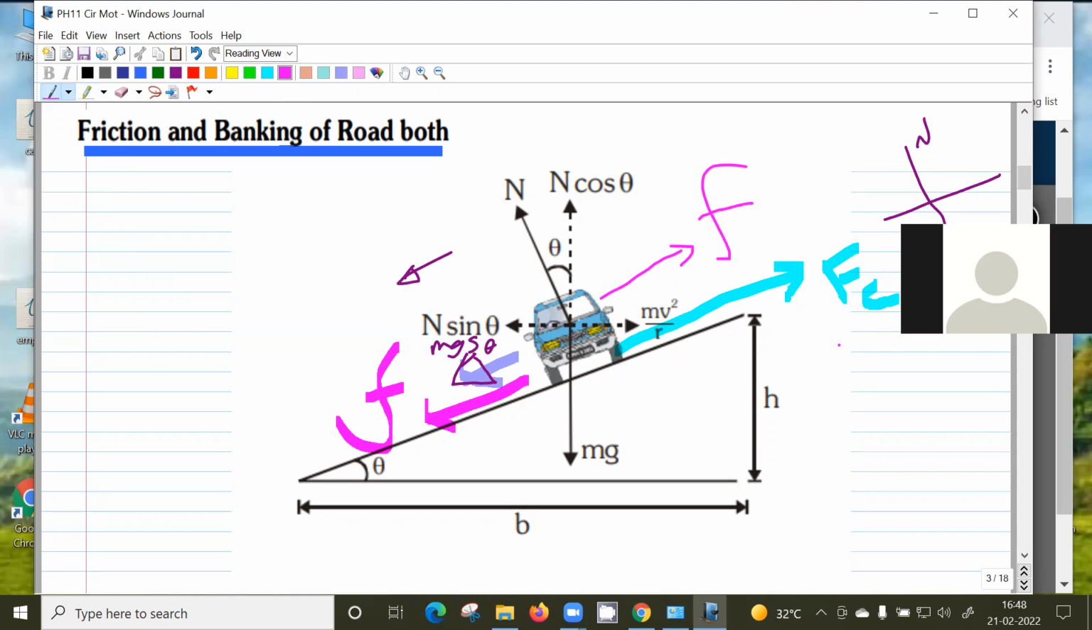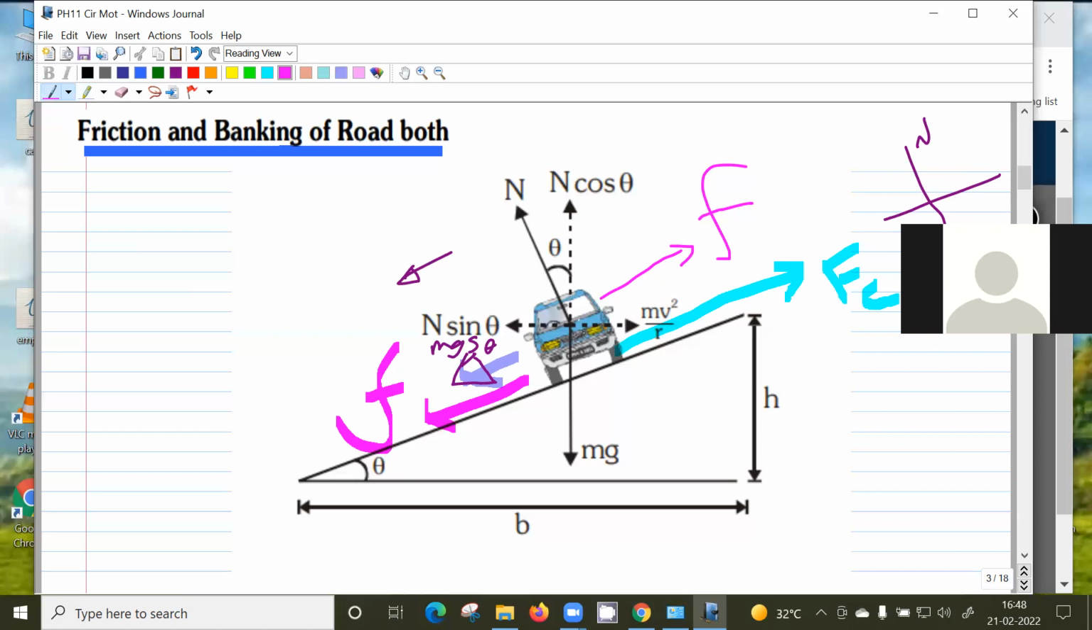When the speed is very low, the car will try to slide down. It's like a mass on an inclined plane, right? A block of mass kept on an inclined plane will slide down because of the weight component. The same thing is happening here, because of mg sine theta the car will slide down. So when the speed is very, very low, the friction force will be in the opposite direction.